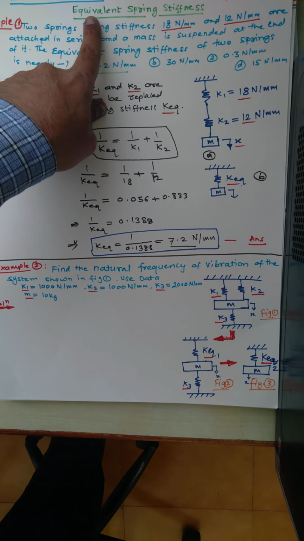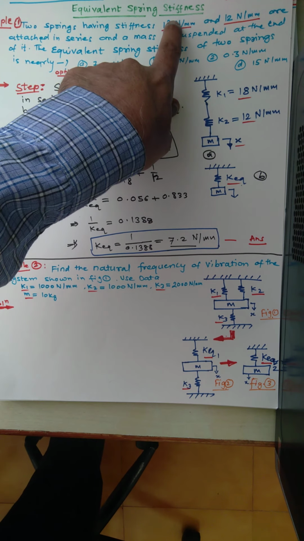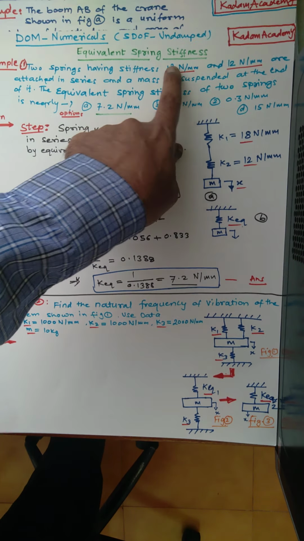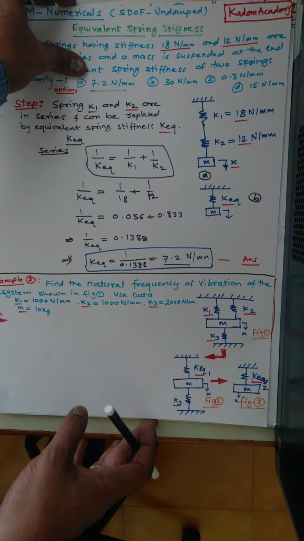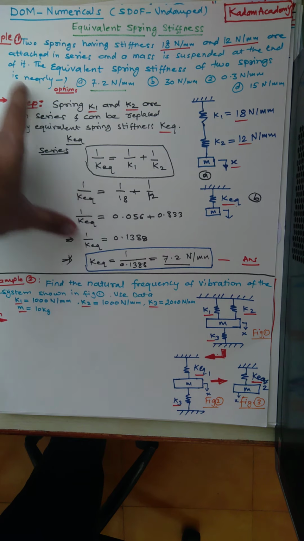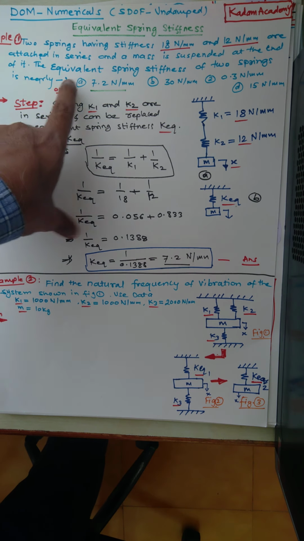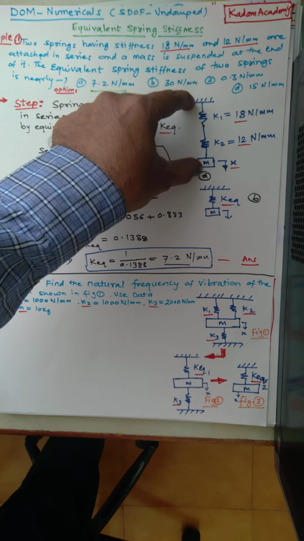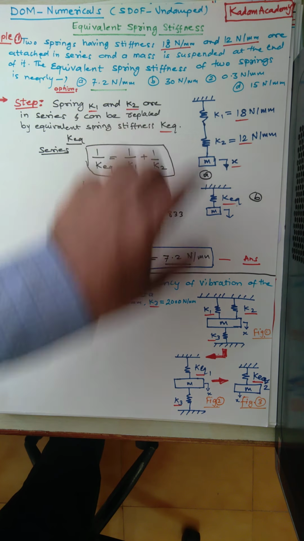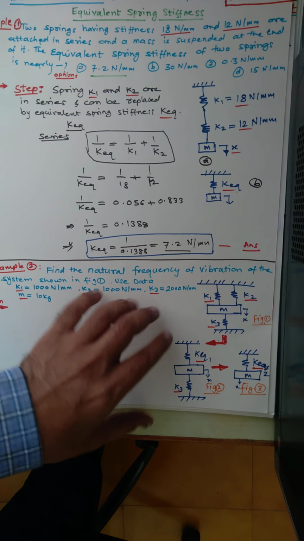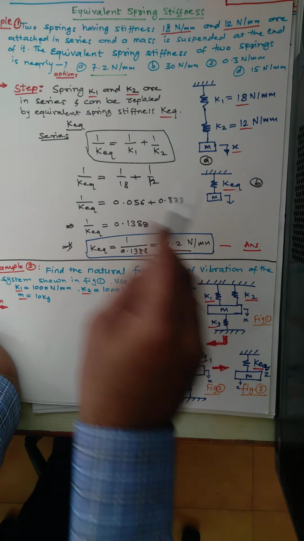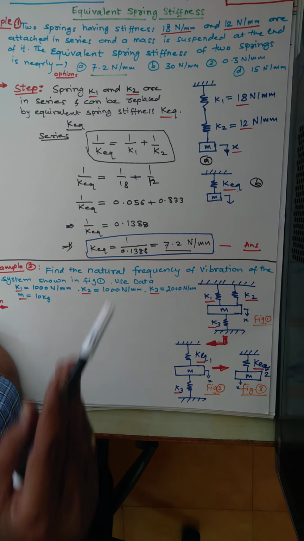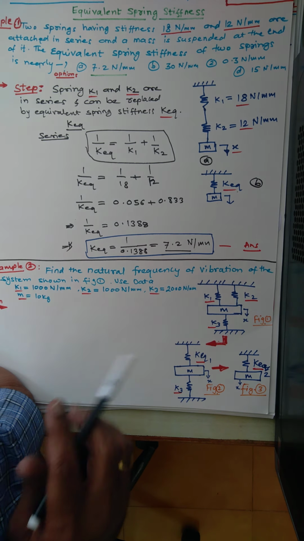Here in this video, we are going to calculate the equivalent spring stiffness for this system. In this numerical, the springs are in series, K1, K2. We have already calculated this in the previous numerical, and the answer is 7.2, how to calculate we have seen.